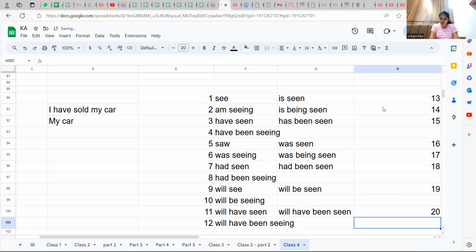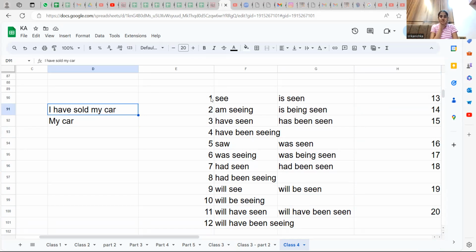Now you tell me. I have sold my car. What is the number, Kanishka? You just tell me 1 to 20, you just point it out. From there you can pick it up. I have sold my car. You have to really look at the main verb and the supporting verb. You look at only these two. Which pattern it is matching, you go with that number. 11, sir. I have sold my car. Look at that. 11 is something totally different, will have seen, right? Will and all is there. There is no will here. There is no future here.